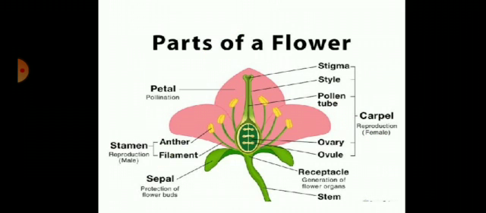Next one, flower. Flower is the reproductive part of a plant. It is a modified shoot. Flowers have four important parts. They are sepals, petals, androecium, gynoecium. First one, sepals. It is the outer part of the flower. Usually, it is small and green in color. It protects the bud in the early stage. Petal. It is often colorful and it attracts the insects.